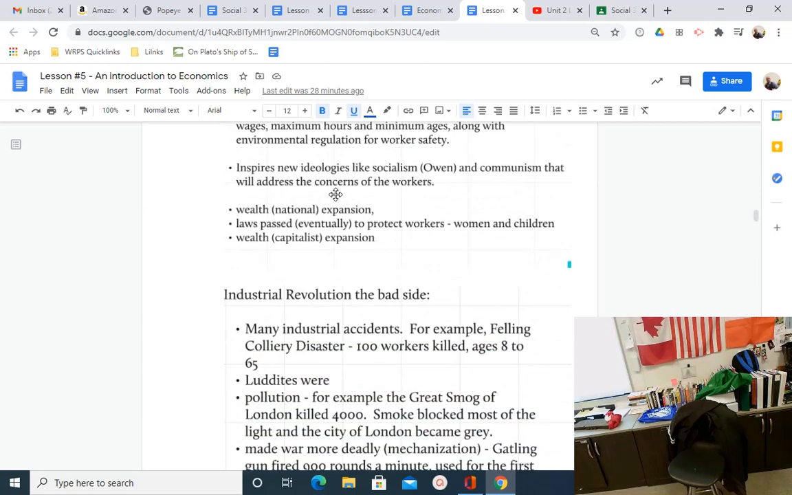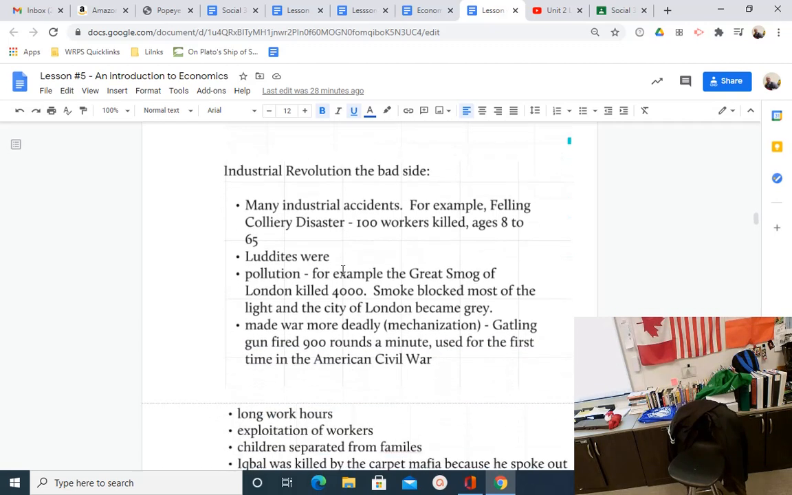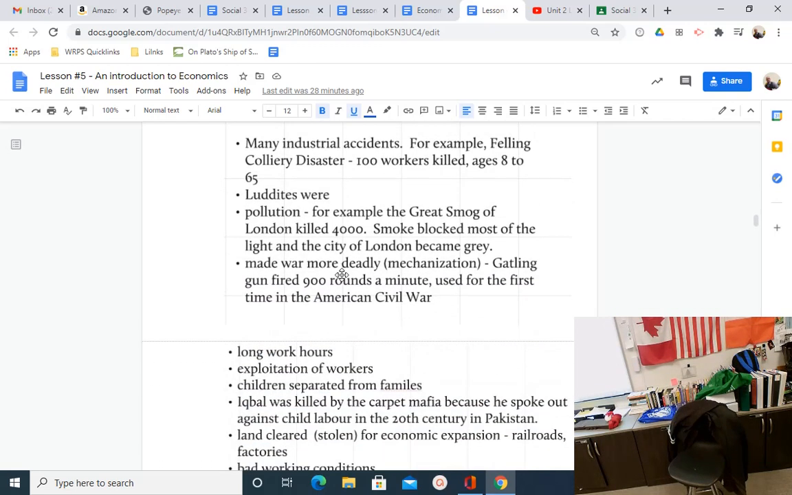It inspires people like Robert Owen and Karl Marx to come up with new ideologies. But there's a negative side. The Industrial Revolution, clearly during the Industrial Revolution early on, workers were expendable. So it would be very common to see people get killed at work. And unfortunately, those being killed were often children.